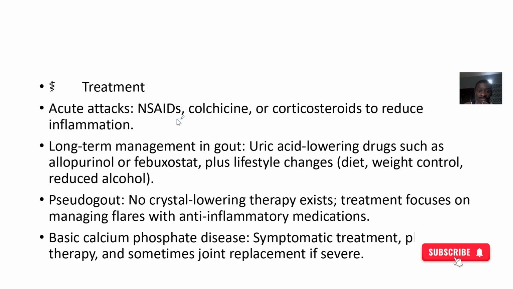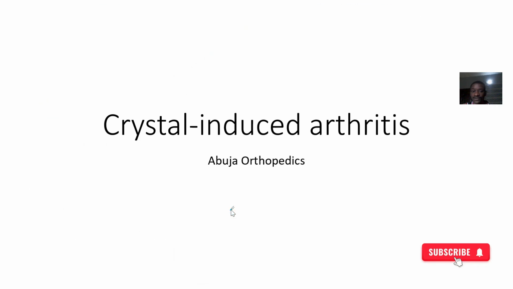For treatment, use non-steroidal anti-inflammatory drugs, colchicine, then corticosteroids, then uric acid lowering drugs such as allopurinol and febuxostat. For pseudogout, no crystal lowering therapy exists, but you just try to manage the inflammation and pain. So that's what we got for this topic.